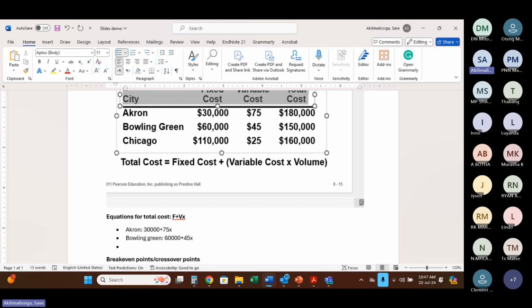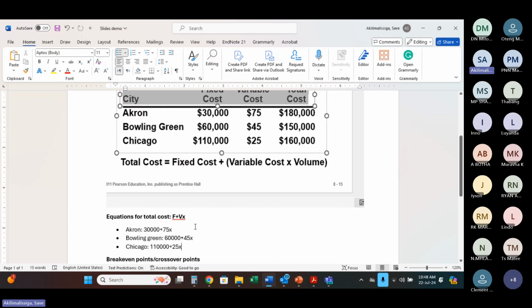And the last location's equation will be Chicago. Let me just write Chicago first. And that is going to be 110,000 plus 25x. Right? X is the volume. So now we have the equations that we need.